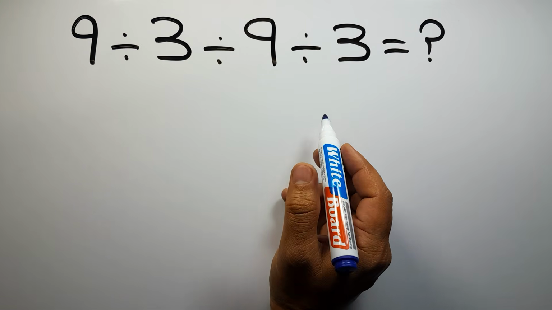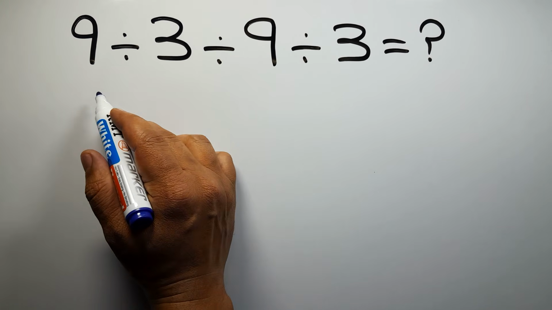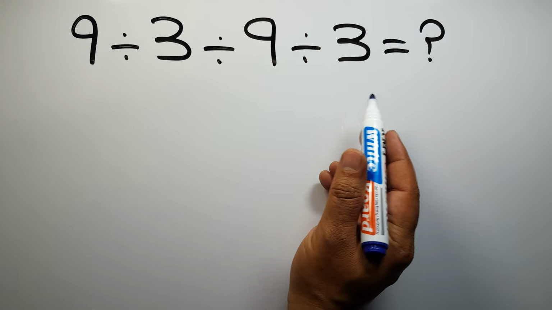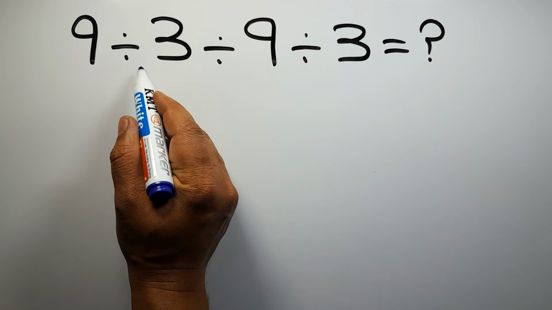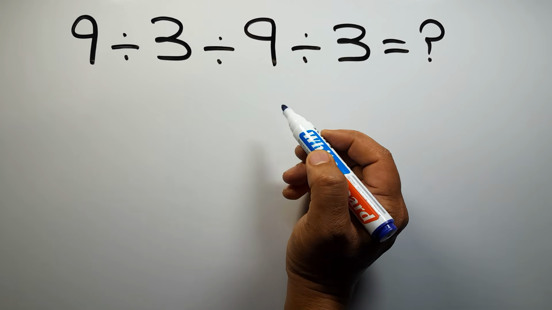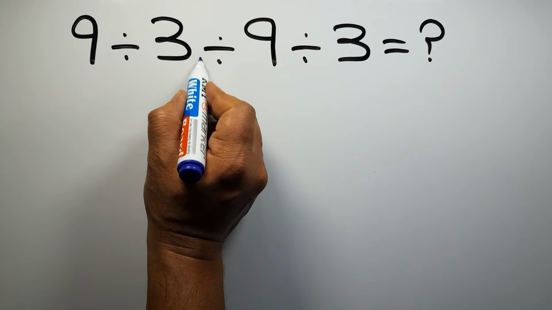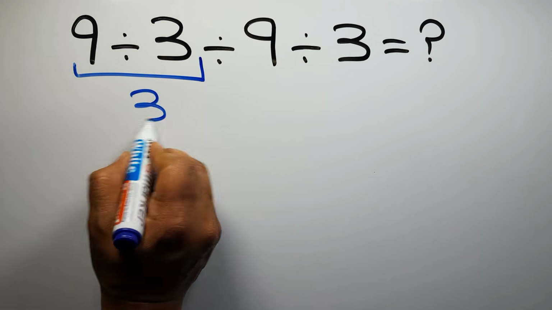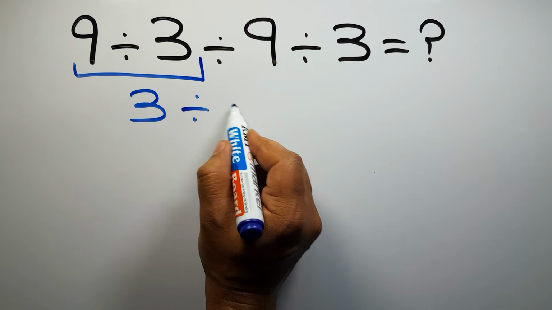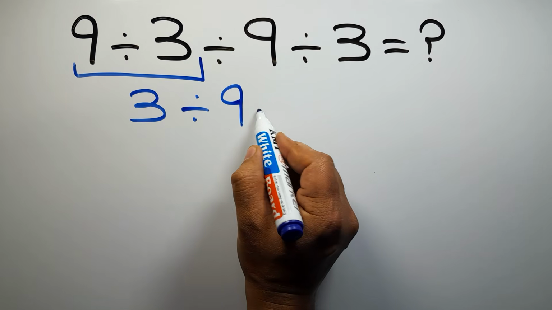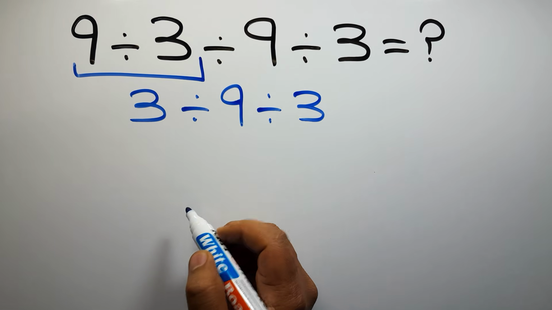According to the order of operations, when we have more than one division in an expression, we have to work from left to right. So here, first we have to do this division, then this division, and finally this division. Okay, so first this 9 divided by 3, which equals 3. So 3 divided by 9, and again here we have divided by 3.